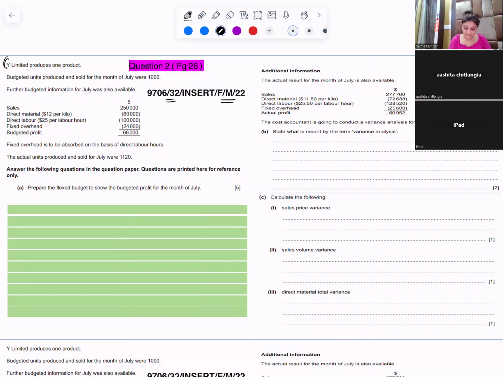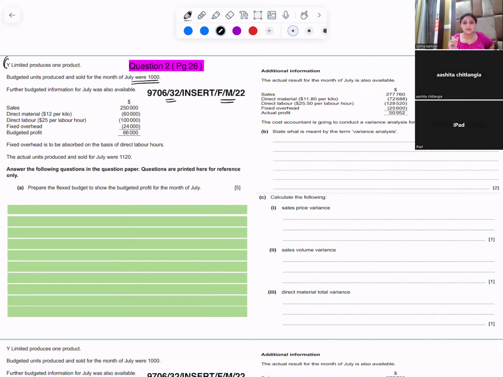So this is the sum of Feb March 22, paper 32. Can you please read the sum for me? Y Limited produces one product. Budgeted units produced and sold for the month of July were 1,000. Further budgeted information for July was also available.